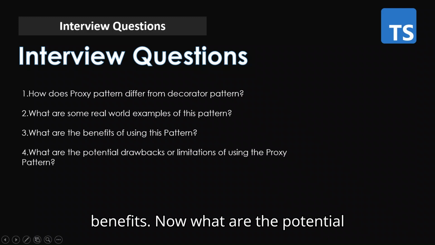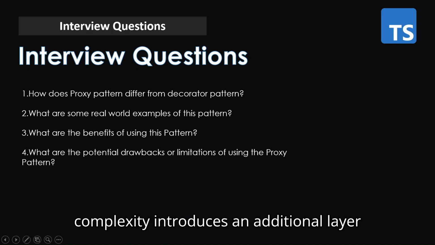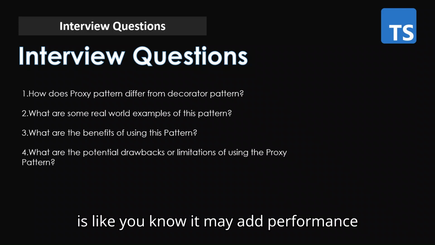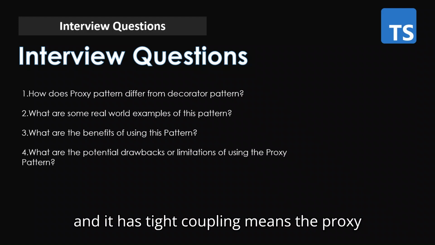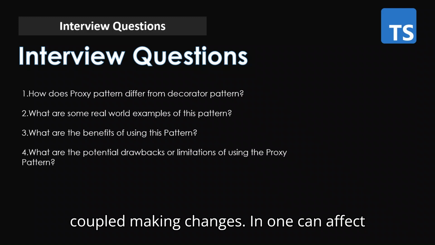These are the benefits. Now, what are the potential drawbacks of this? So there is one, complexity. It introduces an additional layer which may increase the complexity of the system. And overhead: it may add performance overhead due to the extra processing layer. And it has tight coupling, meaning the proxy and the real object are often tightly coupled. Making changes in one can affect the other.